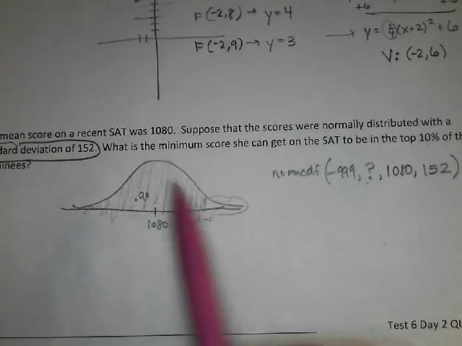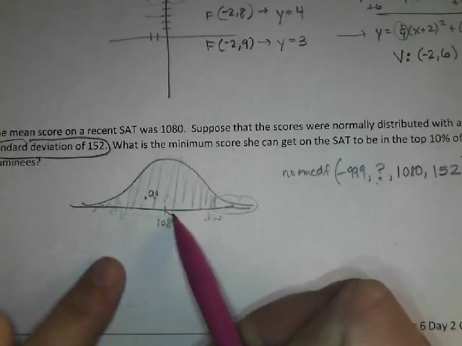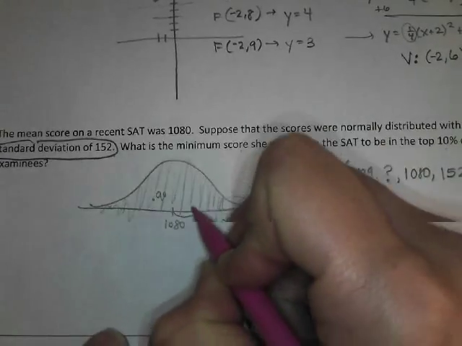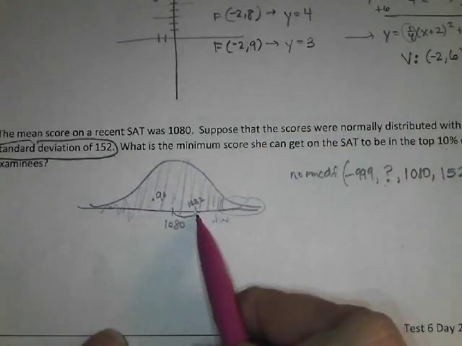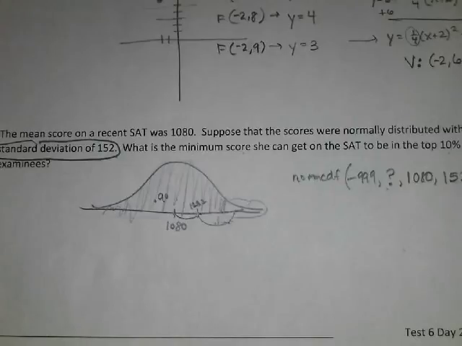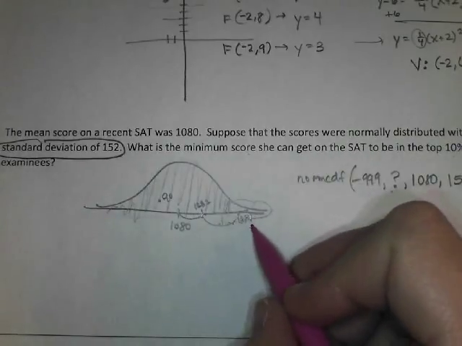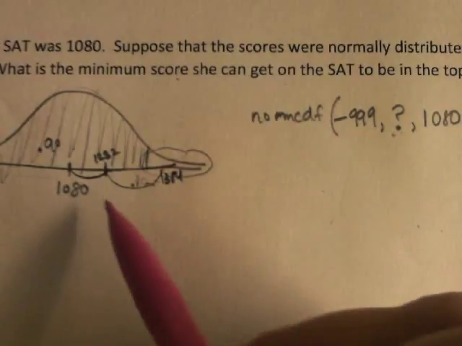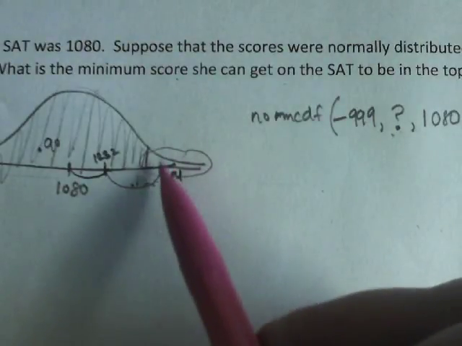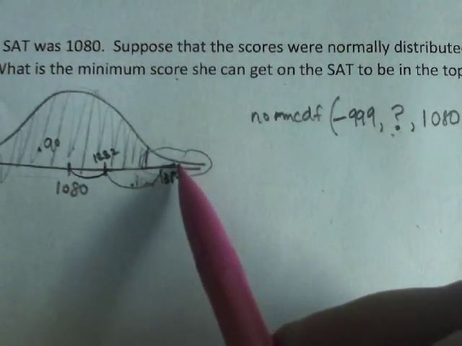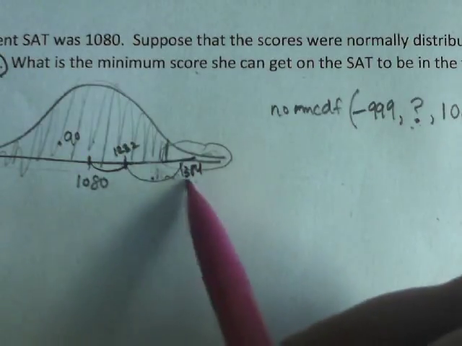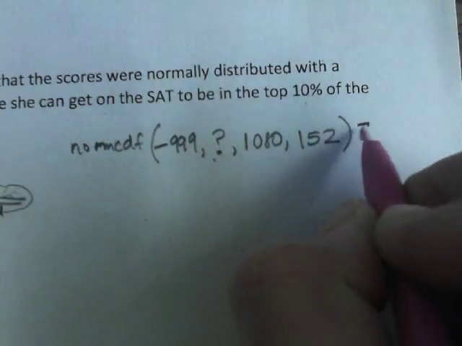Given that a standard deviation is 152, one standard deviation above is 1080 plus 152, which would be 1232. That's not high enough. And then one more standard deviation above would be 1384, which is going to be too much. So 1232 is too little, and 1384 is too much, because 2 standard deviations brings you to the 95th percentile, right? Actually 97.5. There's only 2.5% above that, so that's too high. So we would just guess and check in between here until we got this equal to .90, or as close as we could.